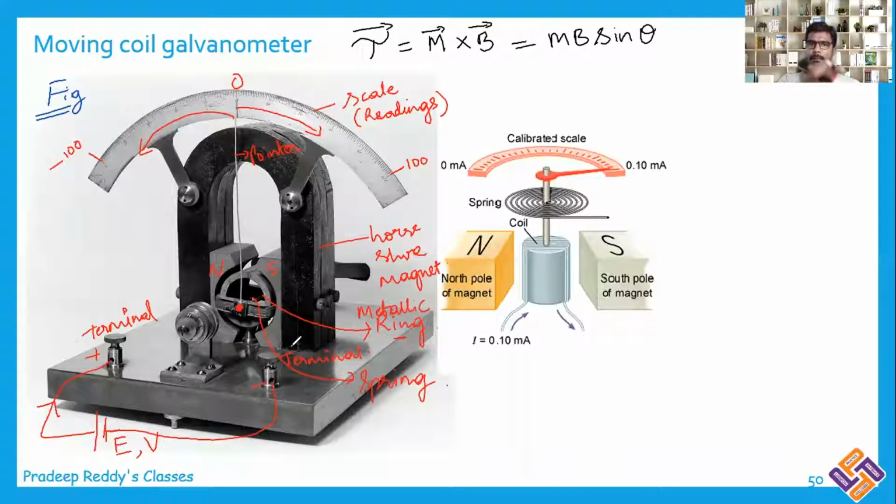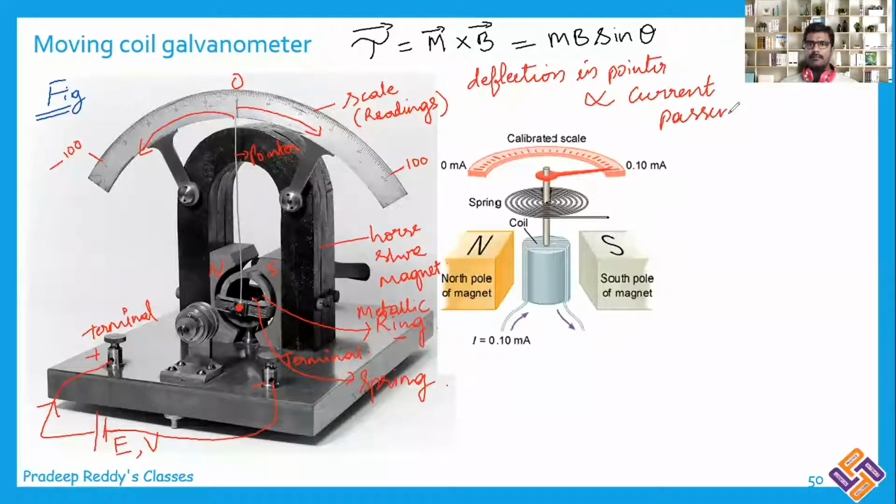More is the current passing through the coil, more will be the deflection, because it will experience more torque as more current passes through. Less is the current passing in the conductor in this coil, less will be the deflection. So the deflection in the pointer is directly proportional to current passing in the coil.